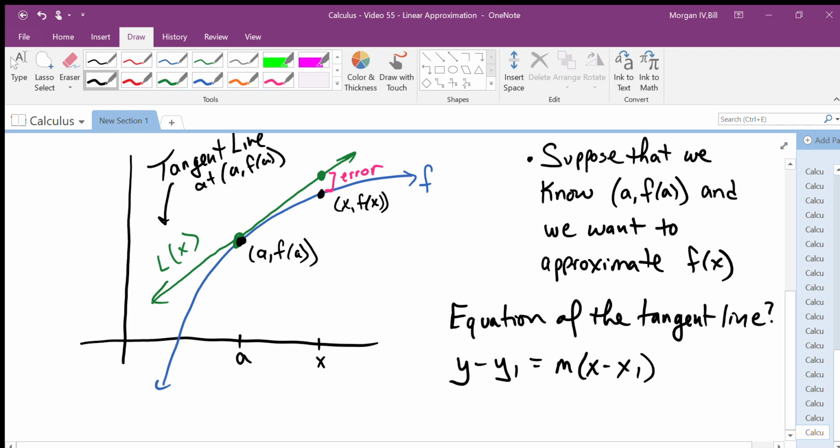Okay, to find the equation of the line, you need a point and you need a slope. What is the point and what is the slope? Okay, so the point will be the point on the line that we know. We only know one point on the line, and it is this point at a, f of a. So the point that we'll use on the line is a, f of a.